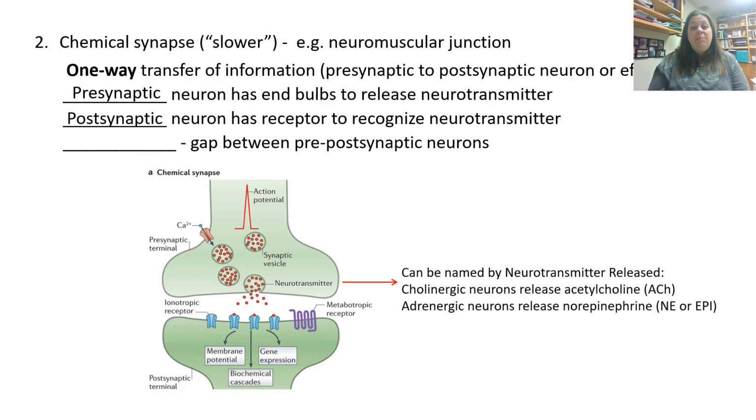Now, the presynaptic neuron a lot of times is named based on what kind of neurotransmitter gets released. It could be what we call a cholinergic neuron if it releases something like acetylcholine, or it might be an adrenergic neuron if it releases something like norepinephrine. This neurotransmitter, this signal that gets sent, is going to diffuse across a gap between these two neurons. This gap is known as the synaptic cleft. So the synaptic cleft is between these two neurons.